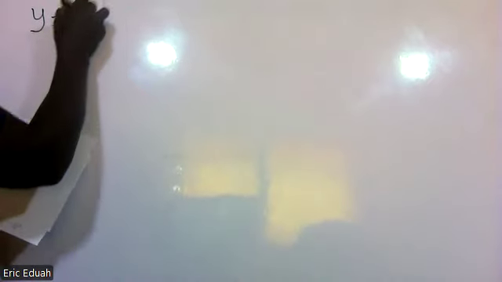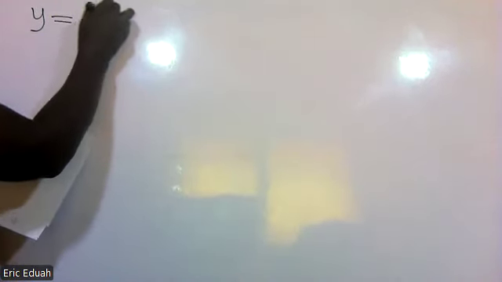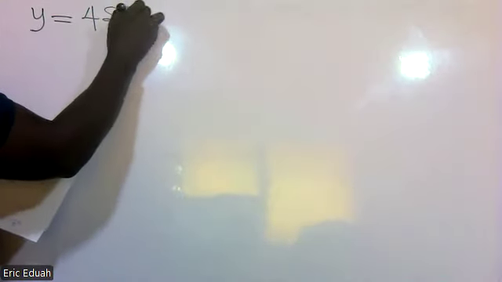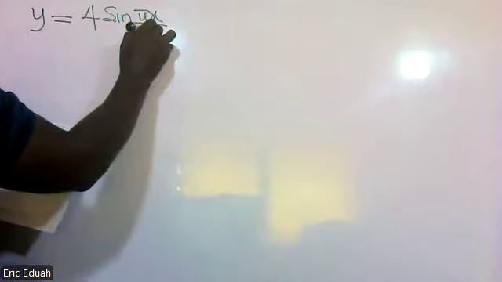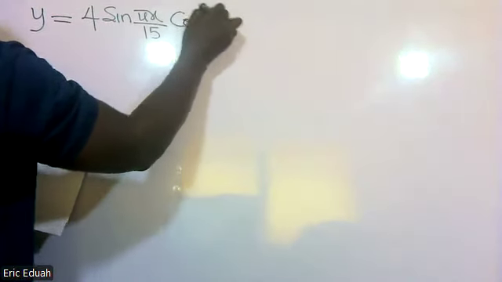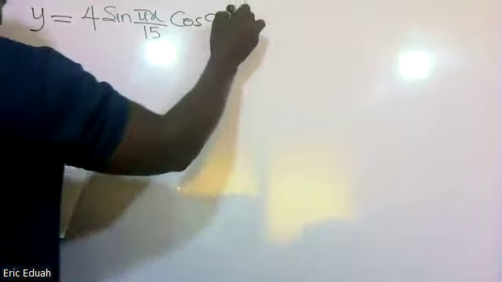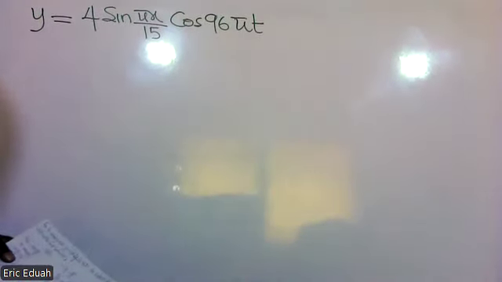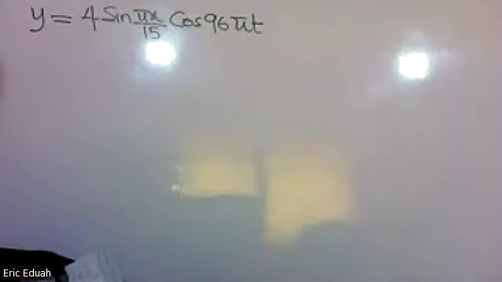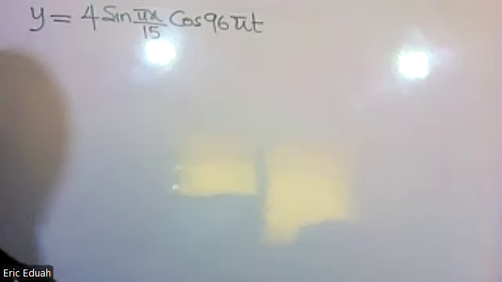So for the stationary wave, the stationary wave given to you is y is equal to 4 sine pi x on 15 cos 96 pi t. Determine the distance between a node and the next antinode.